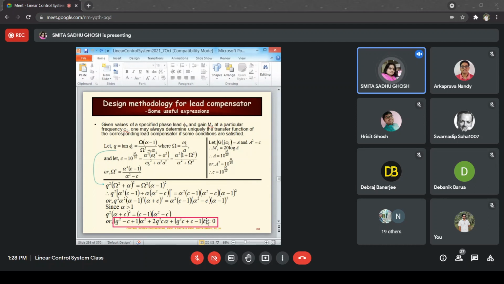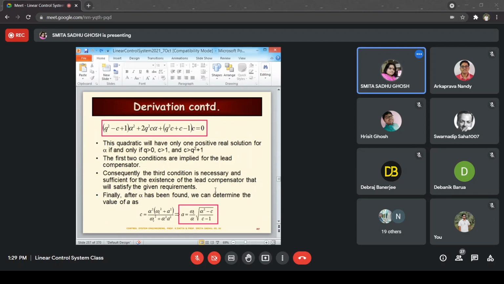So you can actually put those values and evaluate. Basically, you are going to get a numerical expression which is a quadratic in alpha. You can solve for alpha from that quadratic, and that is going to give you the value of alpha for your compensator, right? So from there, the lead compensator can be designed. Now, we still have a few more steps.